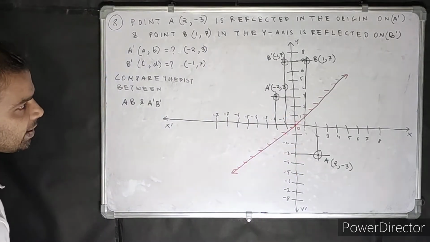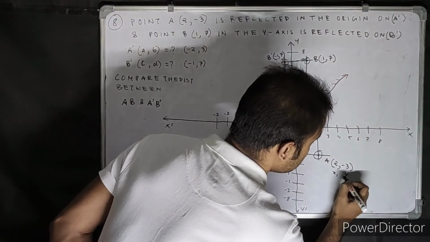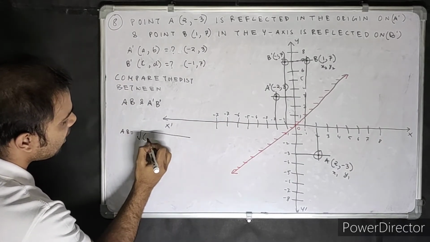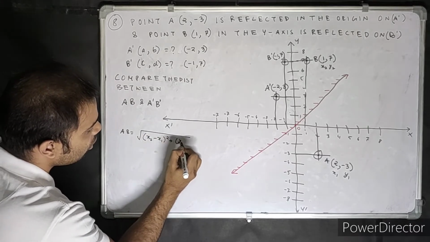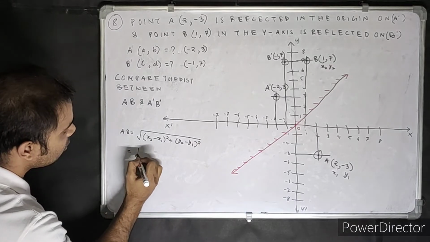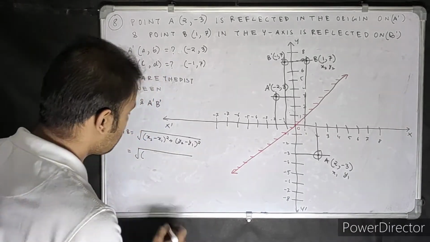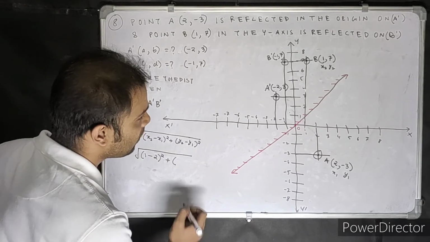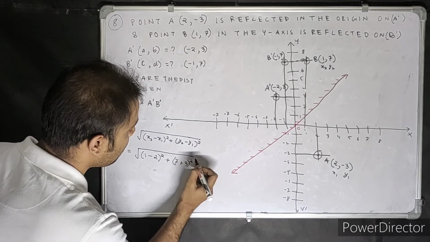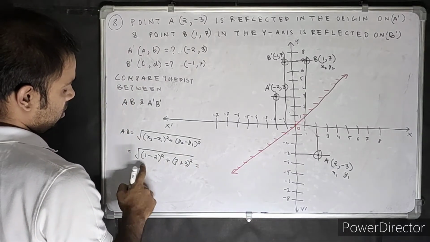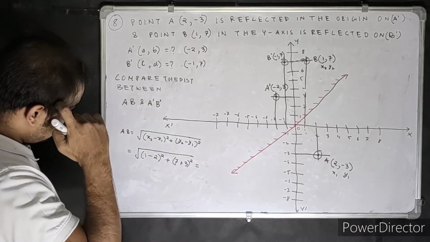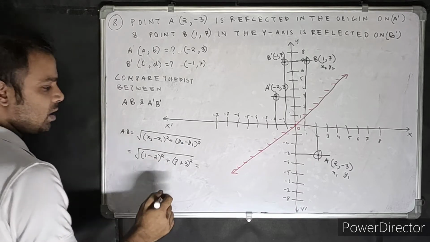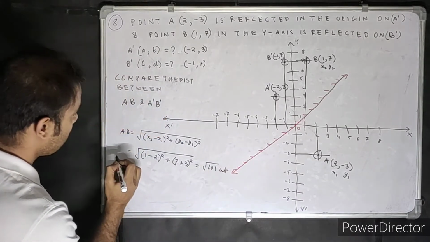So let's find the distance AB. Okay, so this is x1, this is y1, and this is x2, and this is y2. So AB is equal to root over of x2 minus x1 whole square plus y2 minus y1 whole square. So this is root over of x2 is 1 minus x1 is 2 whole square plus y2 is 7 plus 3 whole square. So minus 1 whole square is 1. And 7 plus 3 is 10, 10 square is 100. That's 101. So root over of 101 unit is AB.